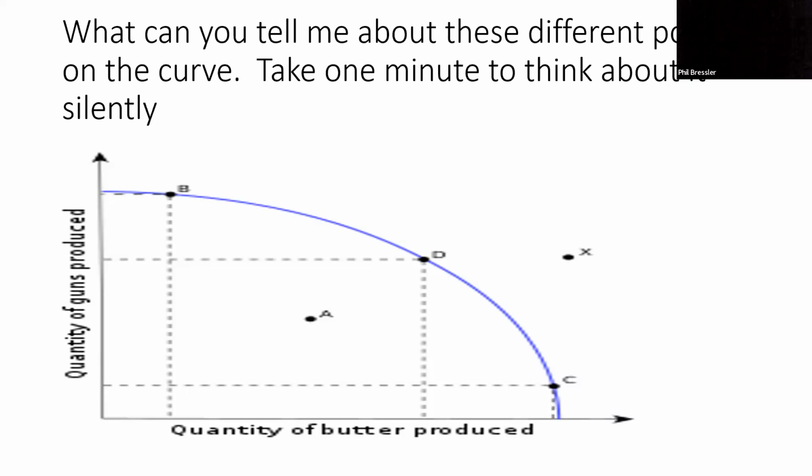It could be we're in a recession. It could be high unemployment. It's inefficient use of the resources. That being said, B, D, and C represent what?